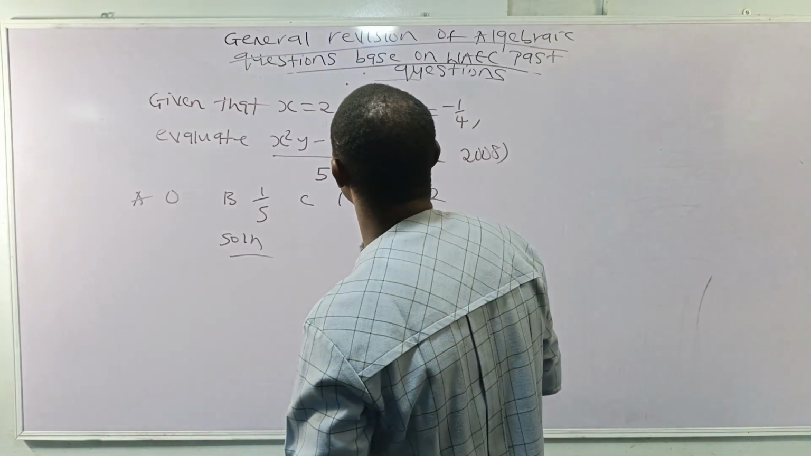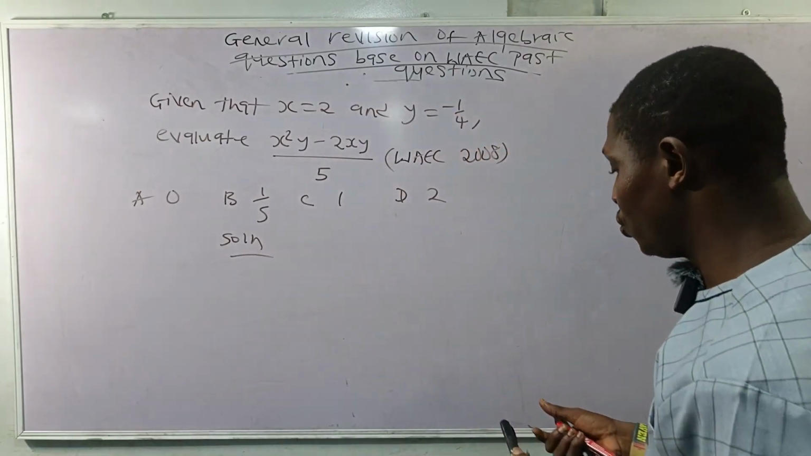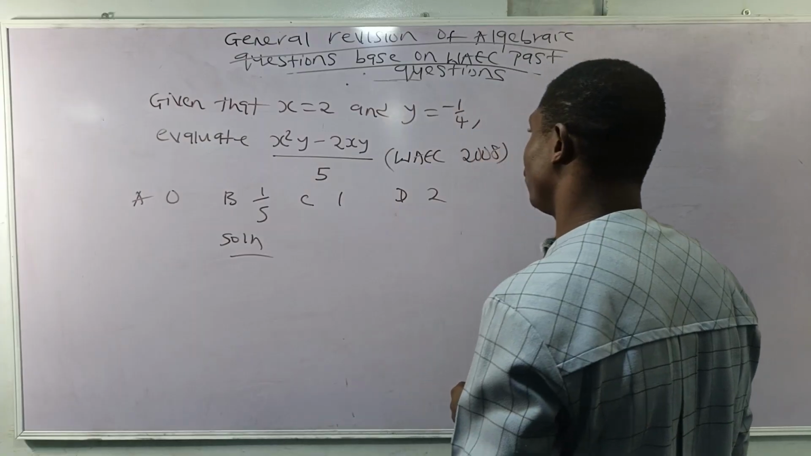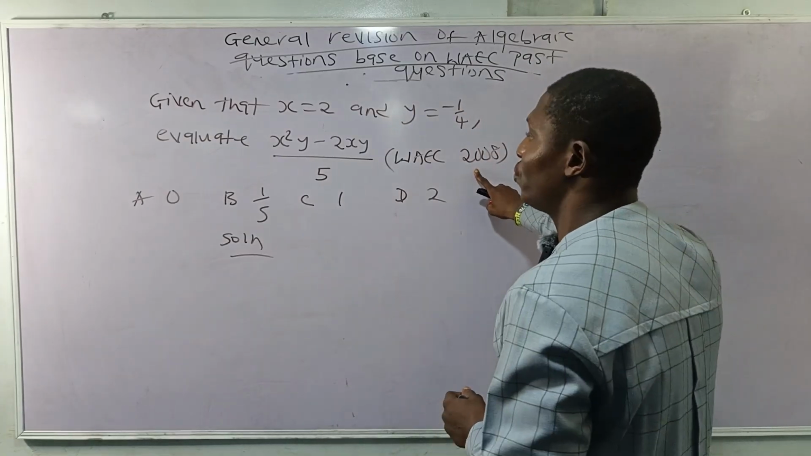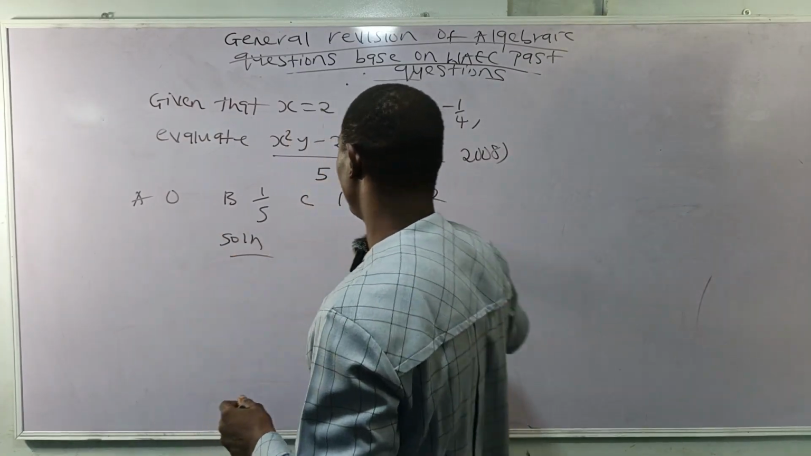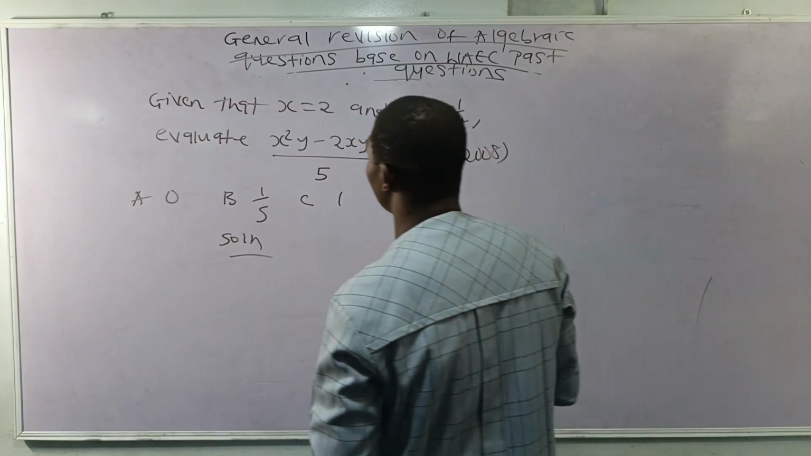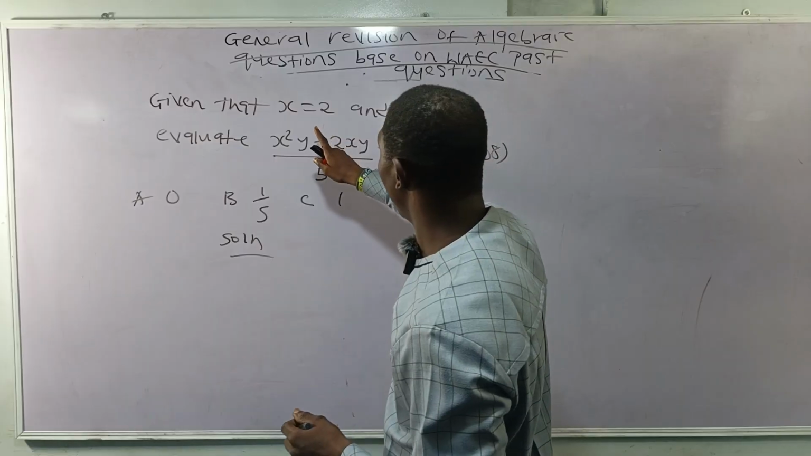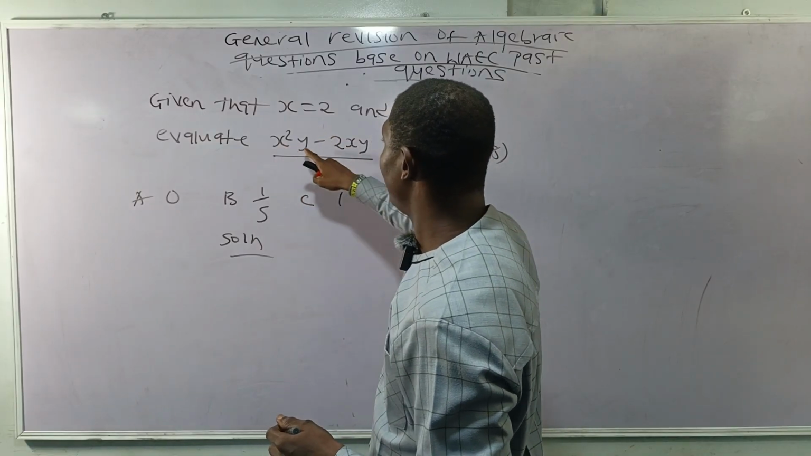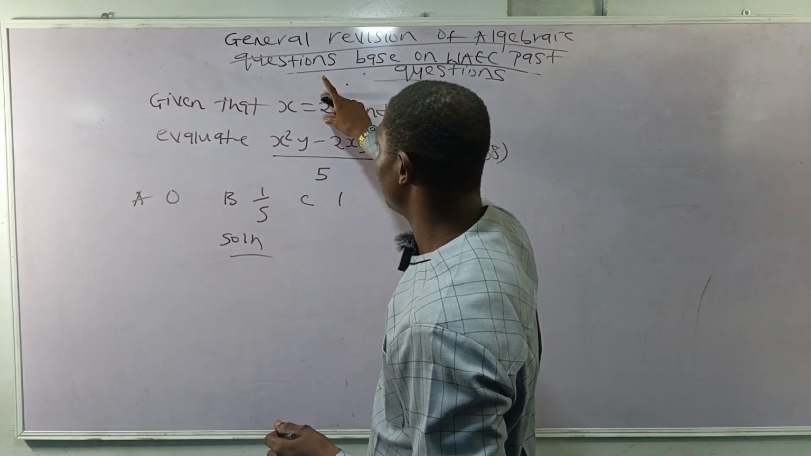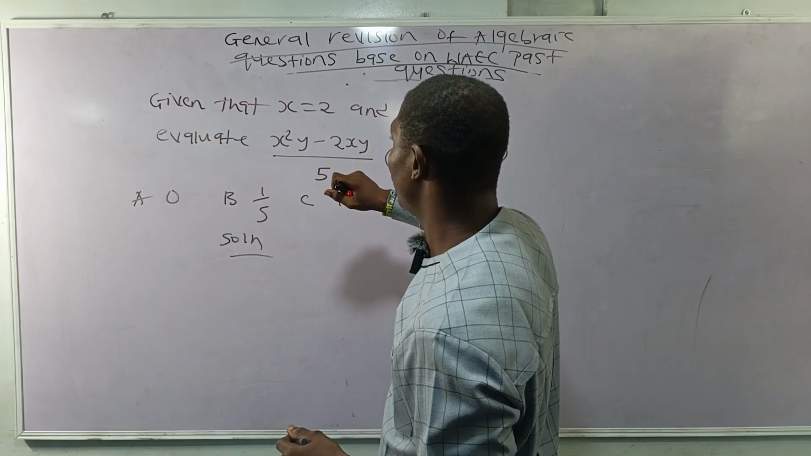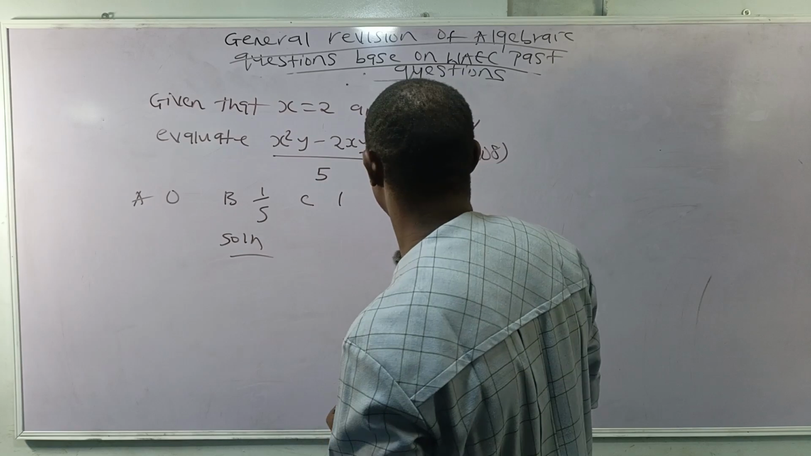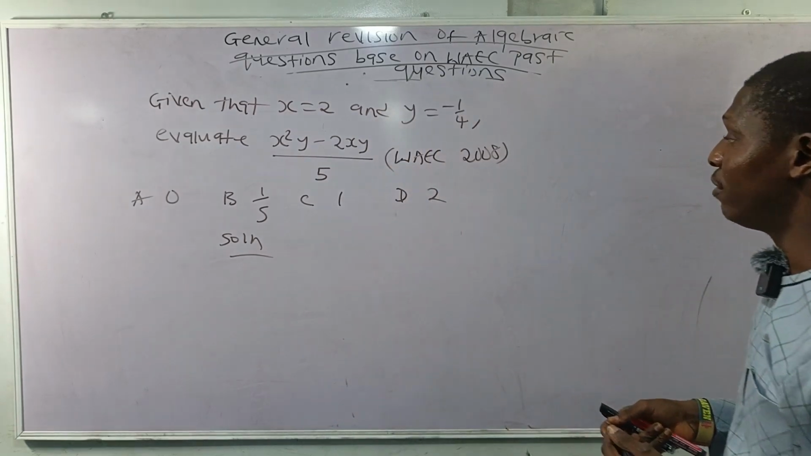We are given that x is equal to 2 and y is equal to minus 1 over 4. Evaluate x squared y minus 2xy all over 5. These are the options. Now, to substitute, remember, is simply to replace the value of the variable with the values given, which can be a numerical value, just like we have here, or even another variable, like we've learned in our previous classes.